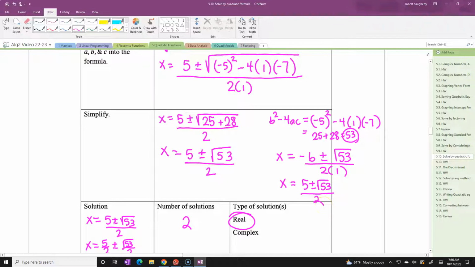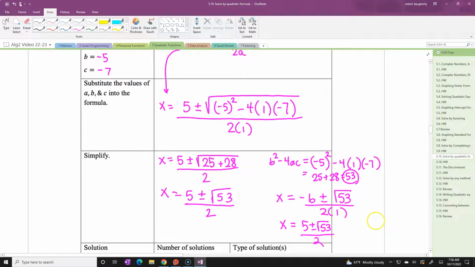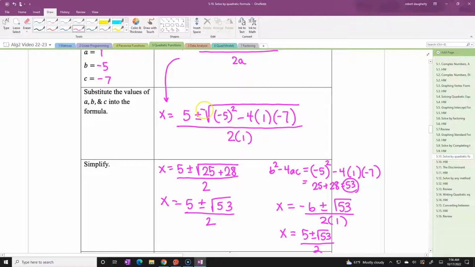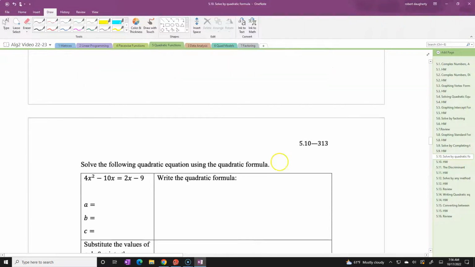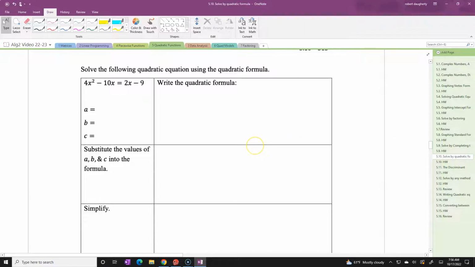Some people just like breaking it mentally into two steps rather than having this whole big step where you've got to do all your work under the radical and keep carrying the other information. Basically, it's work under the radical first and then substitute into the quadratic formula. So whichever way you prefer. Let's look in this case.